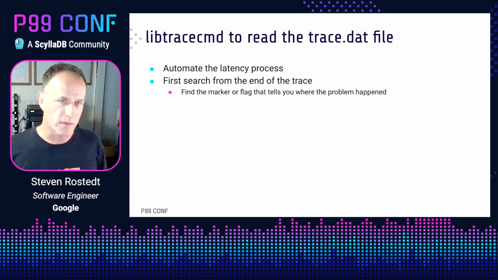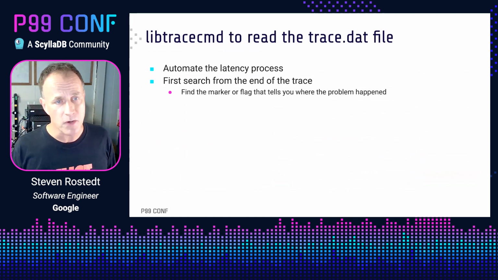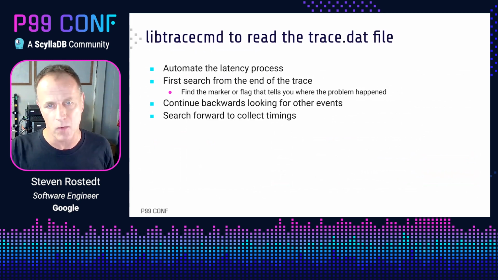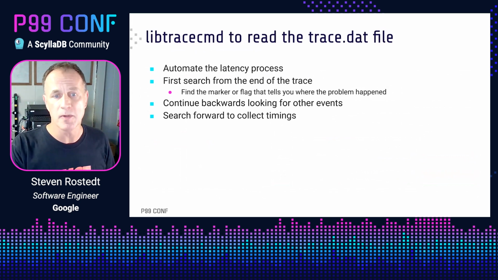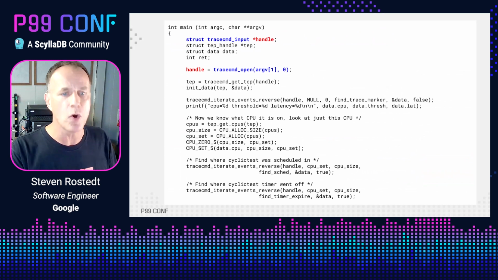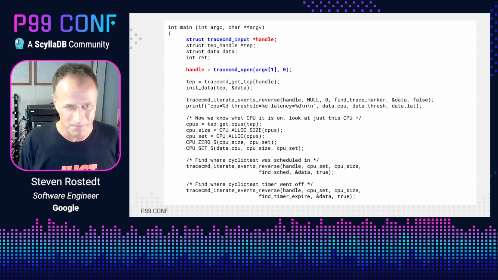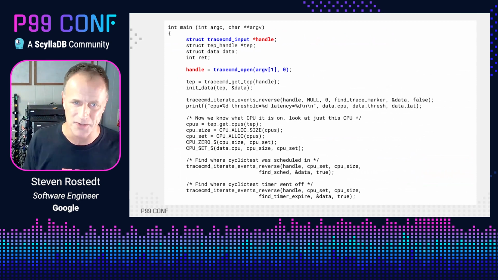Now, using libtrace to read the file, because we want to automate this process. So we're going to start from the end of the trace and work our way back. This way we can find the trace marker to find out where the problem happened, and then we could continue backwards to find other events. And then when we get to the very beginning of where the timer was enabled, we're going to go forward to collect even more information. So I hope you guys know C, but if not, you can still understand all this.